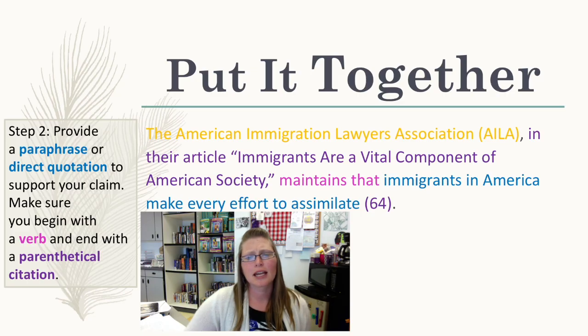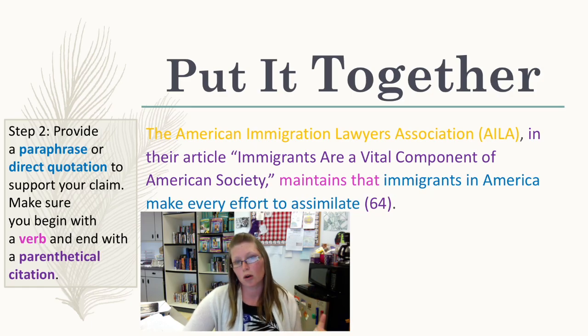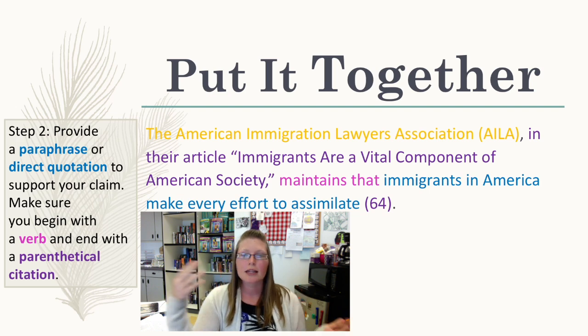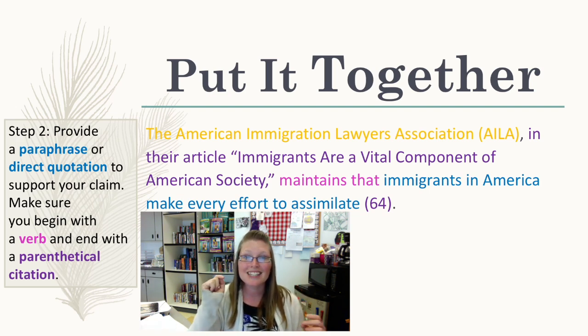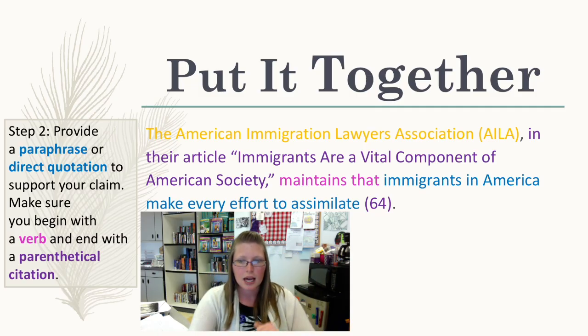So they use the verb maintains that, and then in this case they paraphrased, they didn't quote, they put the evidence into their own words. And they said, immigrants in America make every effort to assimilate. Now notice the number 64 in parentheses at the end. That's your parenthetical citation. So 64 is the page number that this came from, or if you don't know the page number, it could also be the paragraph number. But you don't say page 64. You just put the number in parentheses. And then your period goes after your parenthetical citation, not before.